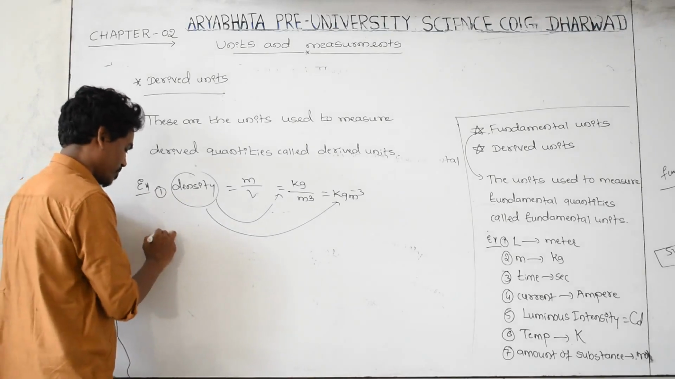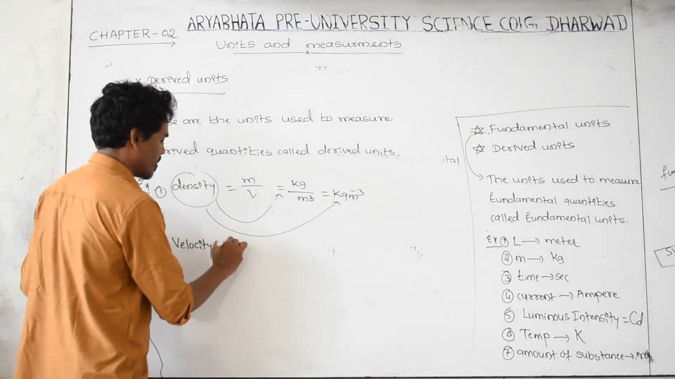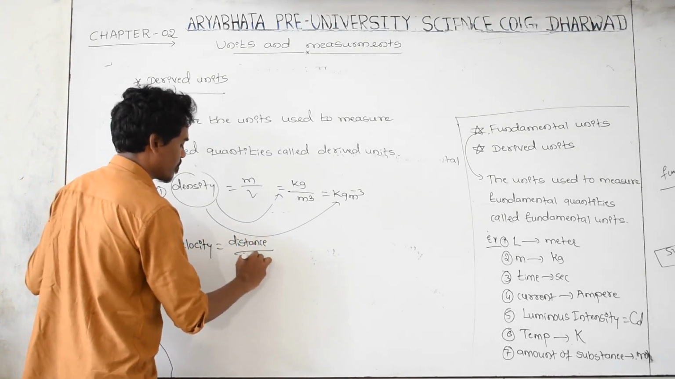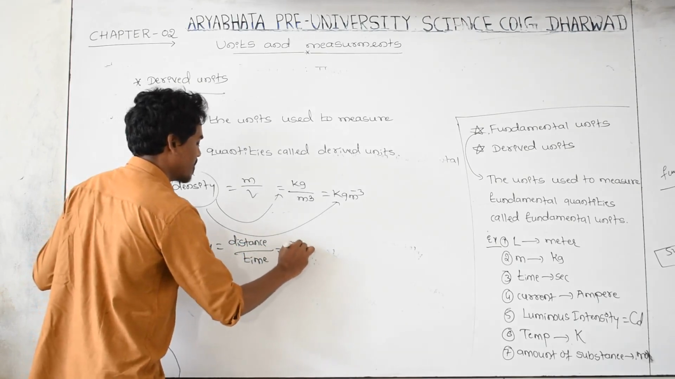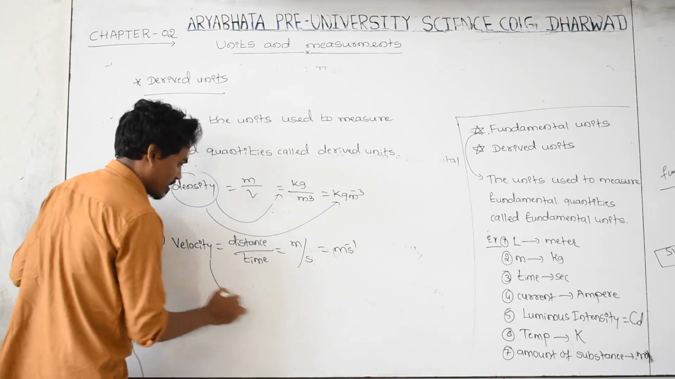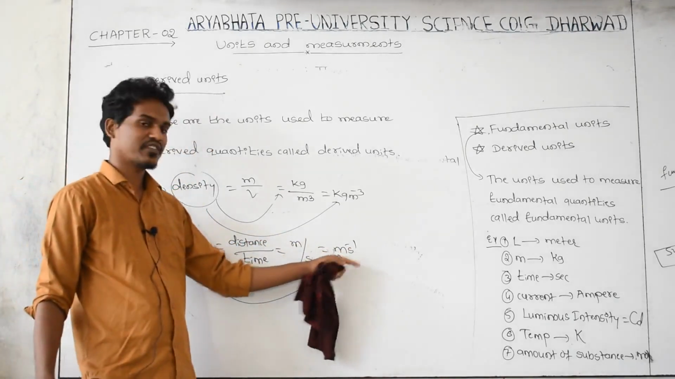And take velocity. Velocity is equal to distance by time. Distance is in meters, time is in seconds. This is equal to meter per second. Here the derived unit is meter per second. This is a derived quantity, and its derived unit is meter per second.